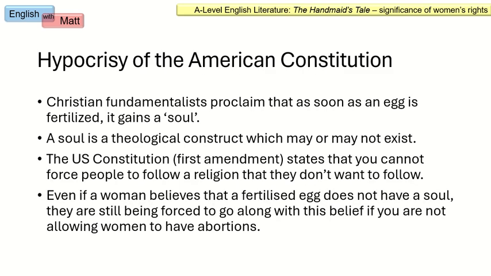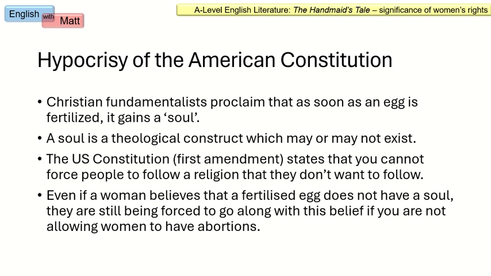So just to talk about the American Constitution, which is interesting in this case, Christian fundamentalists proclaim that as soon as an egg is fertilized, it has a soul. And a soul, of course, is a theological construct which may or may not exist. It depends on your own personal views. You cannot prove a soul doesn't exist, but you also cannot prove that it does. However, the US Constitution, the First Amendment, states that you cannot force people to follow a religion that they don't want to follow. So, in other words, you give people religious freedom, and also the freedom to be atheist or agnostic as well if they want to be.